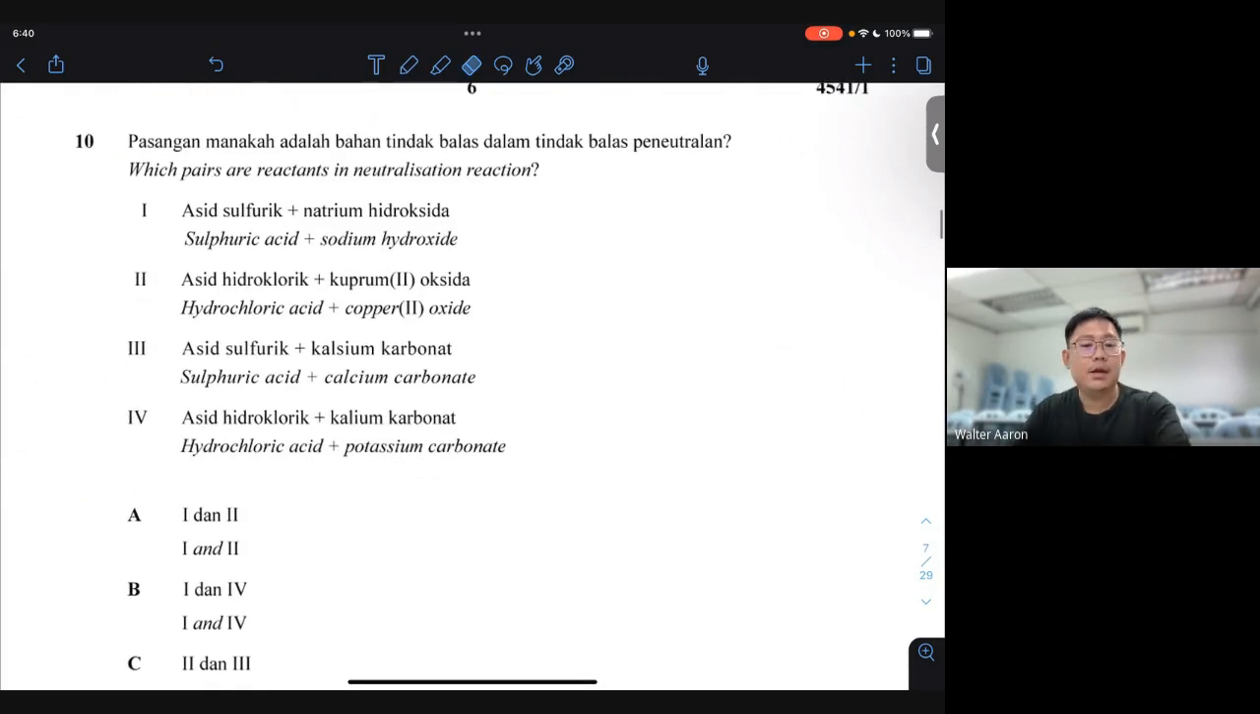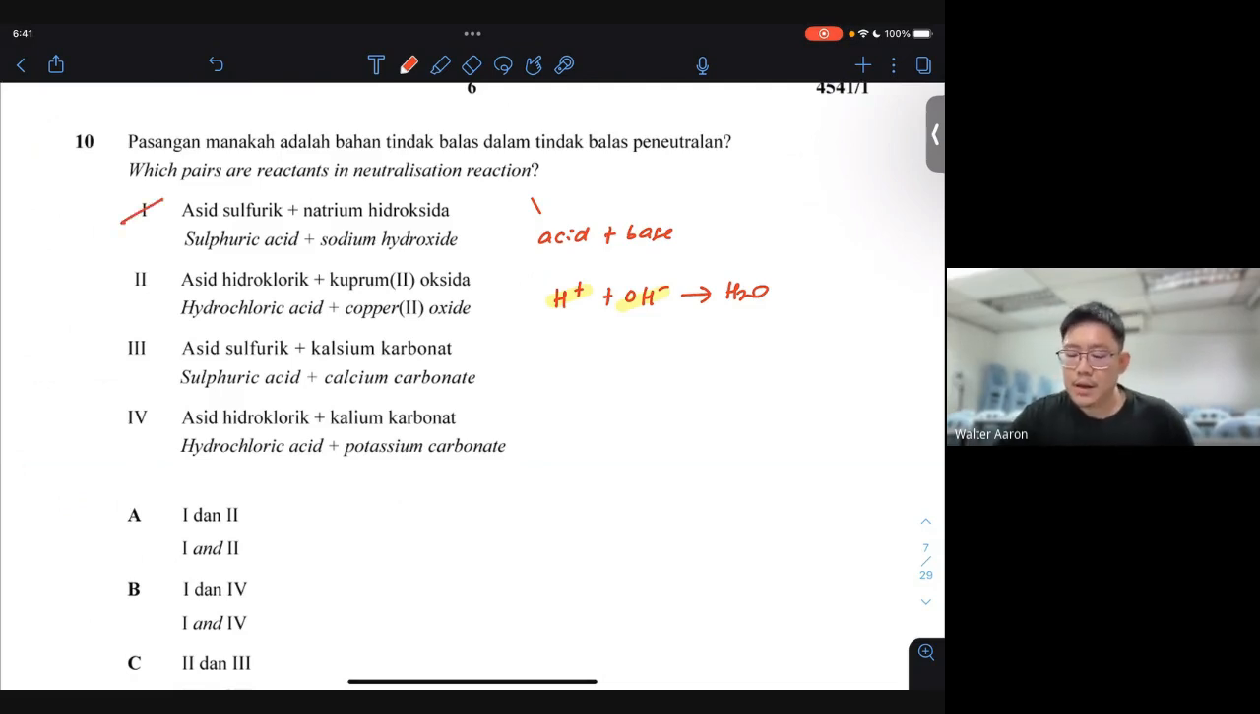Let's look at number 10. Which pairs of reactants are in a neutralization reaction? A neutralization reaction is between an acid and a base, and it is usually based on the hydrogen ion and the hydroxide ion forming a water molecule. That's the ionic equation for a neutralization reaction. So you must look for substances that can give you hydrogen ions and hydroxide ions to form water molecules.